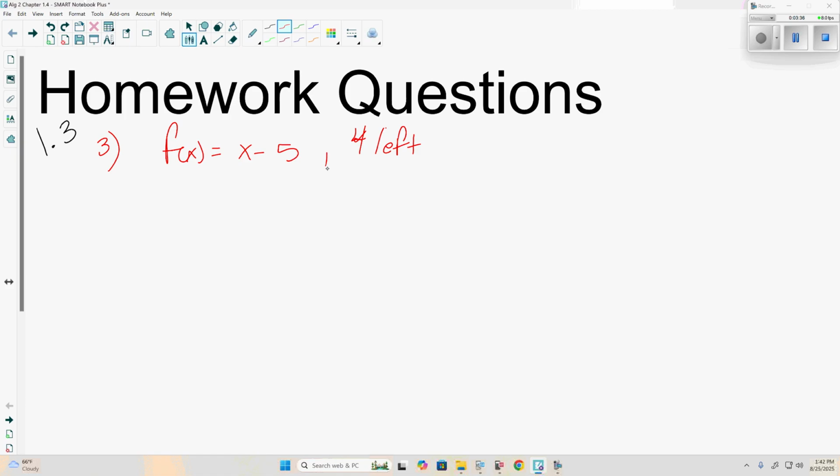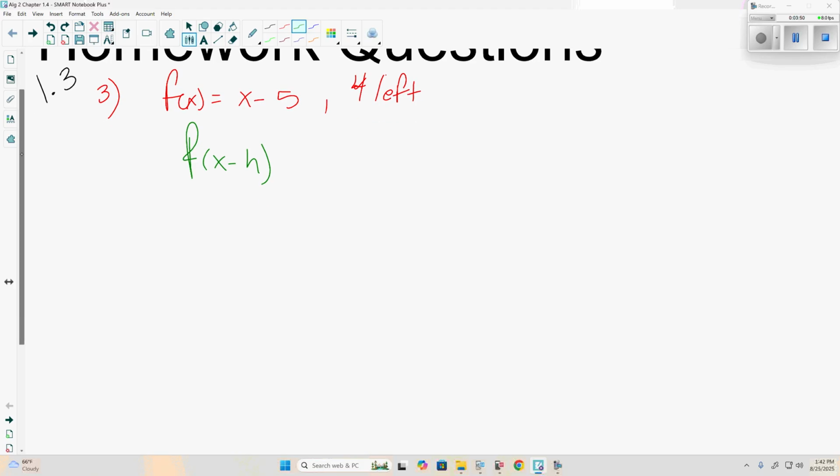So number 3, we want to take this function f of x equals x minus 5 and translate it 4 units to the left. So our left and right translation is f of x minus h, where h is the amount that we move the function to the left or to the right. Now for us here, that value of h is 4, but would it be positive 4 or negative 4? Since it is moving to the left, it would be negative 4, because left is negative, right is positive. Now we don't leave it as this negative negative, we write it as plus.